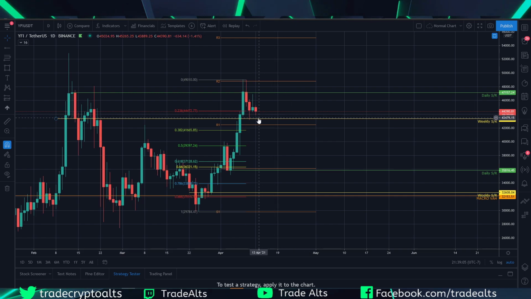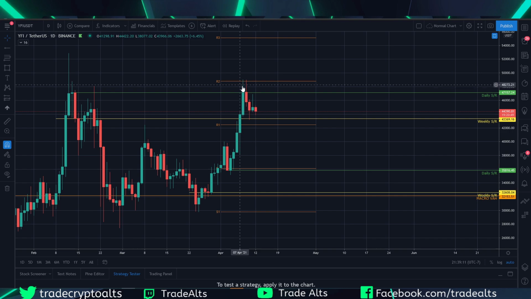This weekly level. So let me delete a few things, just kind of clean it up. But this weekly level right here came into play again, right? Came up to your daily, wicked up to your R2 monthly pivot. Then you get your pullback right to your weekly. It was a nice opportunity. For an intraday scalp trade, 8.5%, nothing crazy, but a nice bounce there.